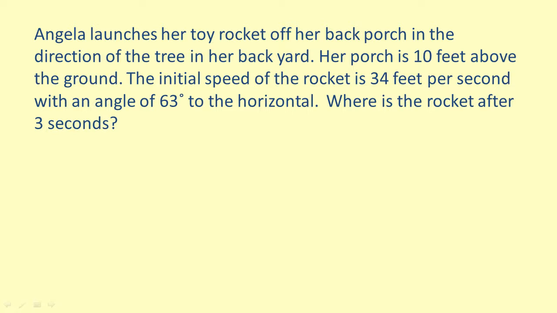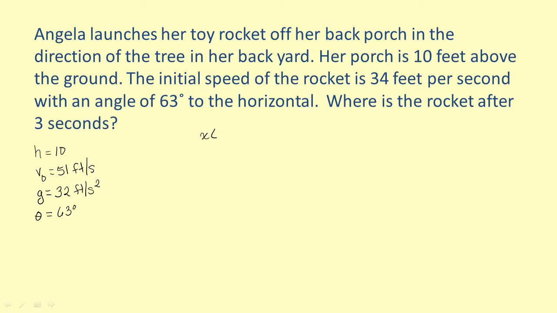In this problem, Angela is launching her toy rocket off her back porch, which is said to be 10 feet above the ground. This means we have h equals 10. We're told the rocket has an initial velocity of 51 feet per second, so we can set v0 equal to 51. Since the units in the problem are given in feet per second, let's use g equals 32 feet per second squared. The angle to the horizontal is said to be 63 degrees, so let's set theta equal to 63.